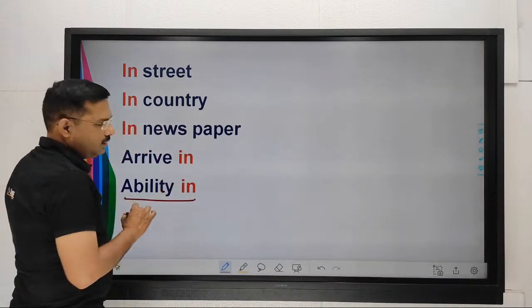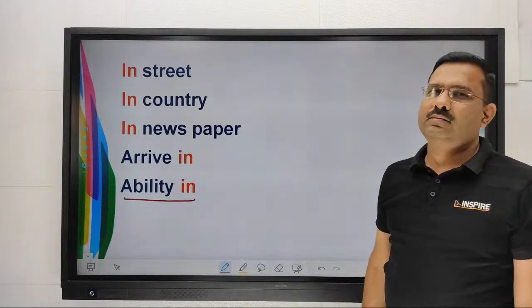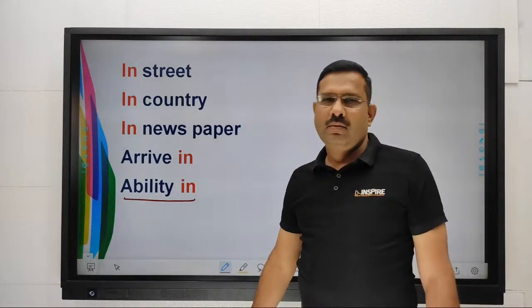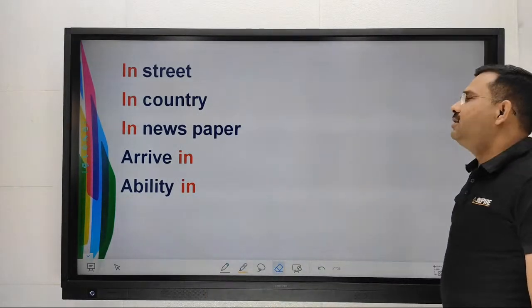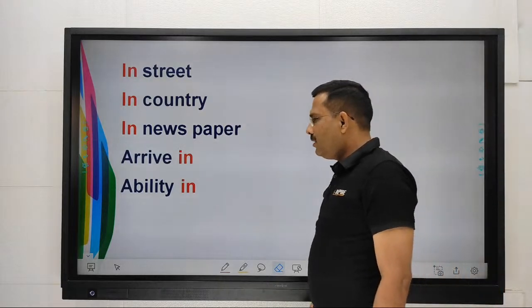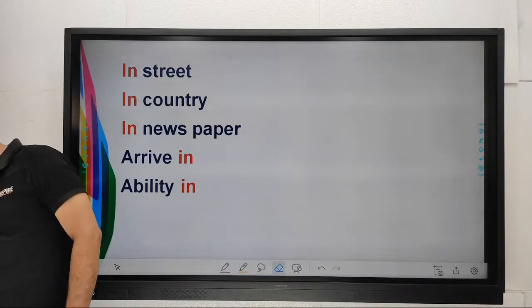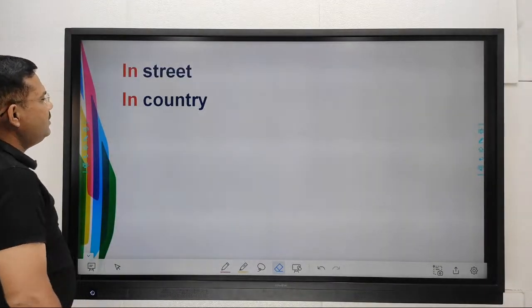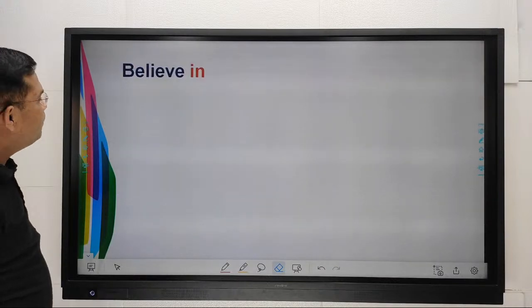Ability in. He has no ability in this particular thing. So he has no ability, or he has ability in that. So sometimes we use ability in. So: in a street, in country, in newspaper, arrive in, or ability in. Good. Next. In a street we have done, in country we have done, in newspaper we have done. Okay, the same thing came again. Believe in.